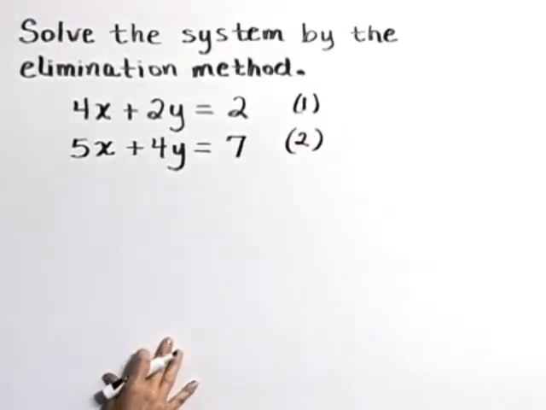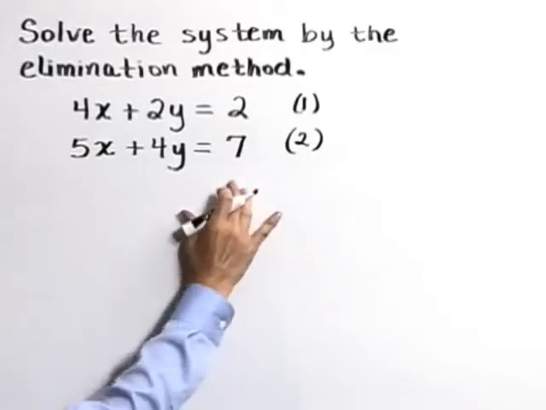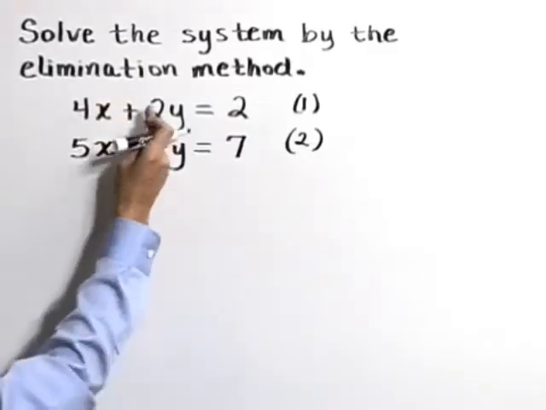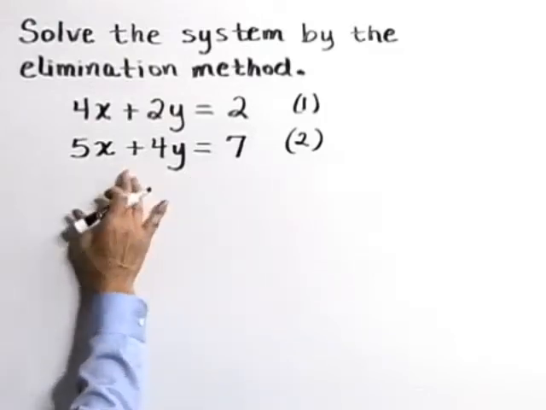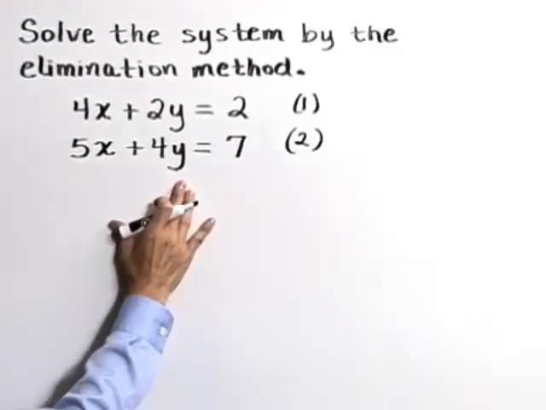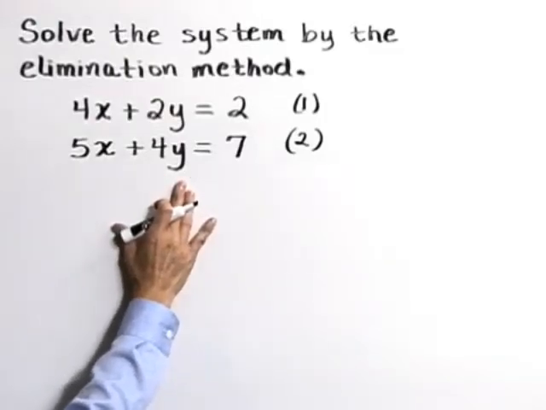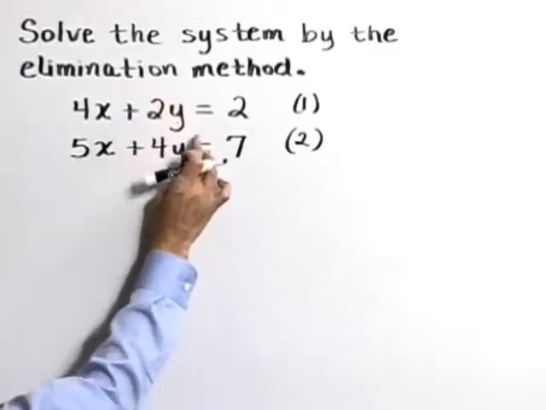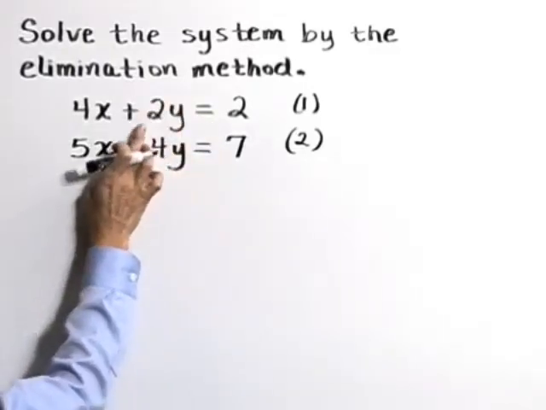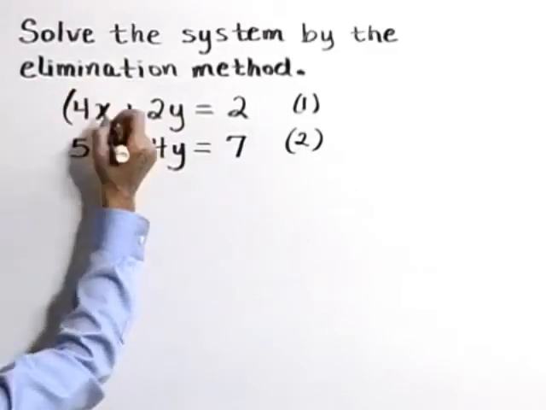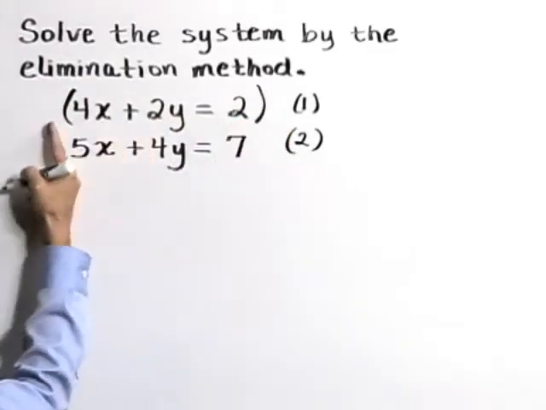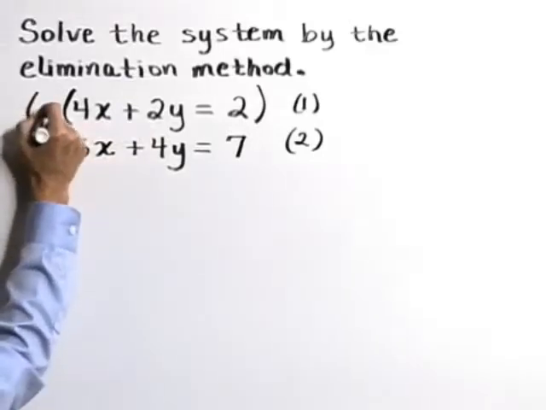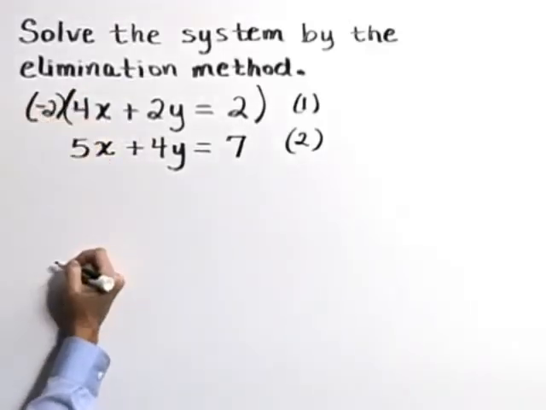Now as we use the elimination method, we'd like to be able to add the equations together and get a variable to cancel out. If we do that at this point, neither is going to cancel out, so we need to do some prep work up front. If we want to get the y variable to cancel, we can turn this positive 2y in equation 1 into a negative 4y if we multiply equation 1 through by the number negative 2.